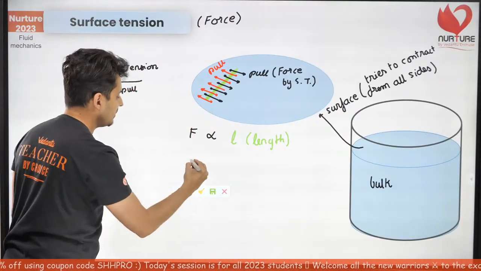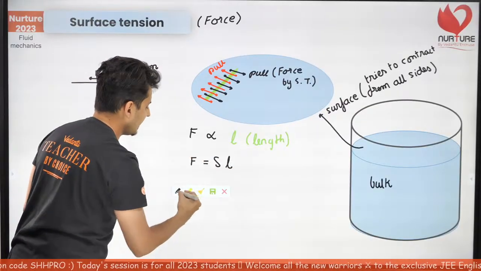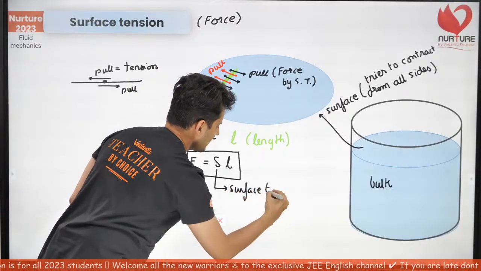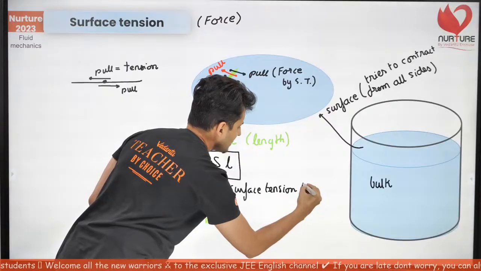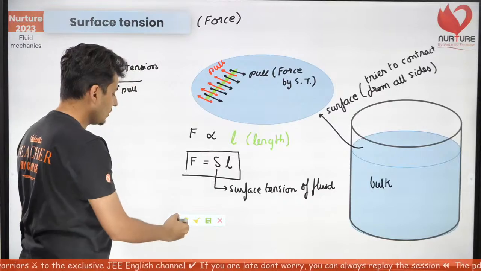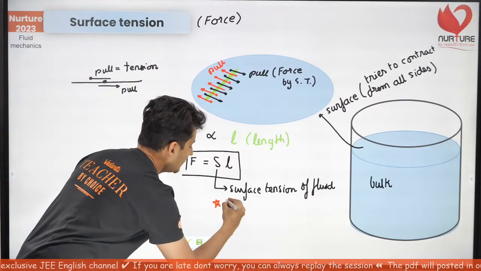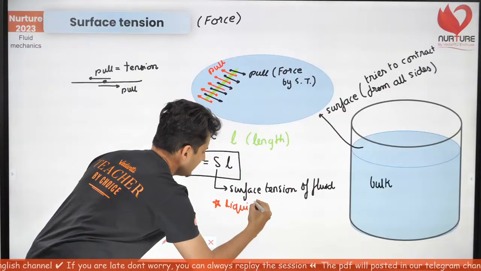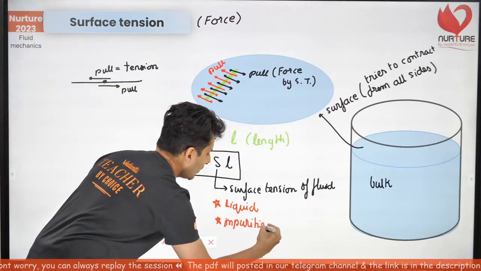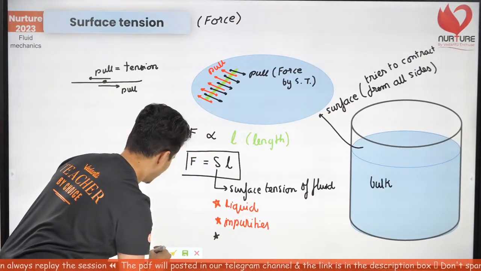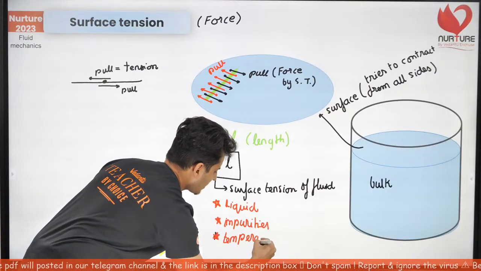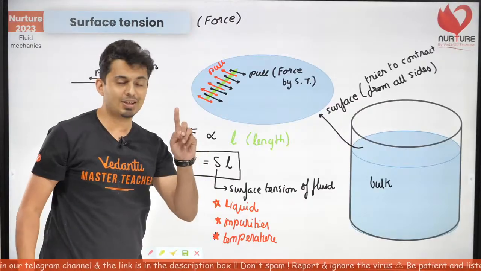So that constant of proportionality is S, and that S is called the surface tension of the fluid. What does it depend on? The only thing that it depends on is the liquid itself. It also depends on impurities, if there are any, and it also depends on the temperature. If you change the temperature, surface tension also changes. So these are the things that affect the surface tension of a liquid.